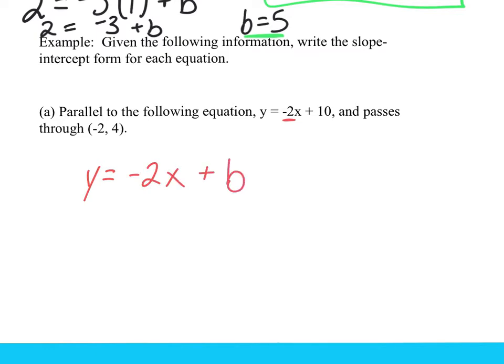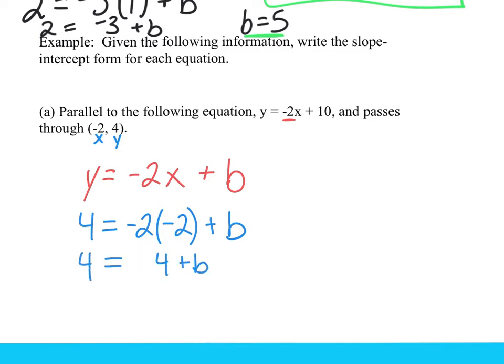Do I know what b is? No. Not yet. But to find b, what do I need to do? Plug in the point. So we got x, y. So what's going to be y? 4. 4 is going to equal negative 2 times negative 2. Perfect. Plus b. And now we solve for b. Negative 2 times negative 2? Positive 4. So 4 plus b equals 4.